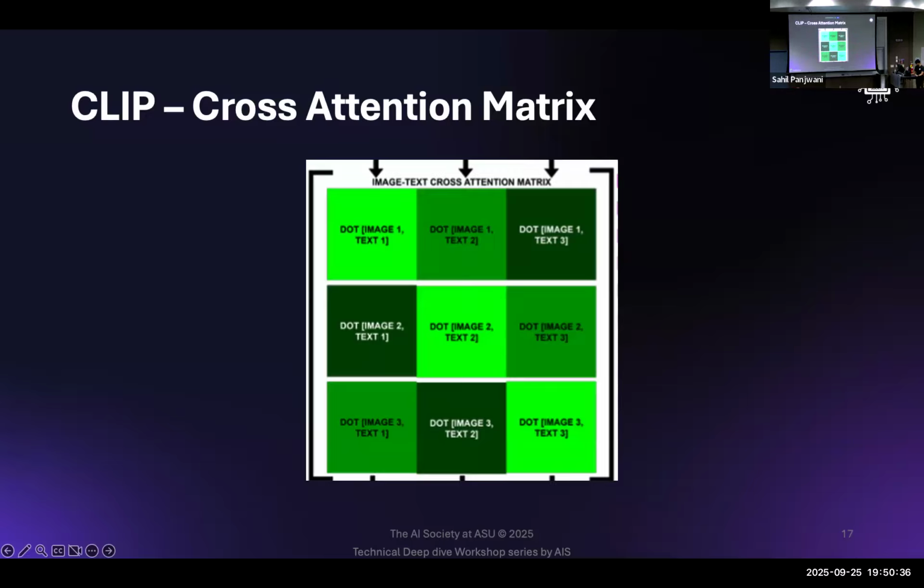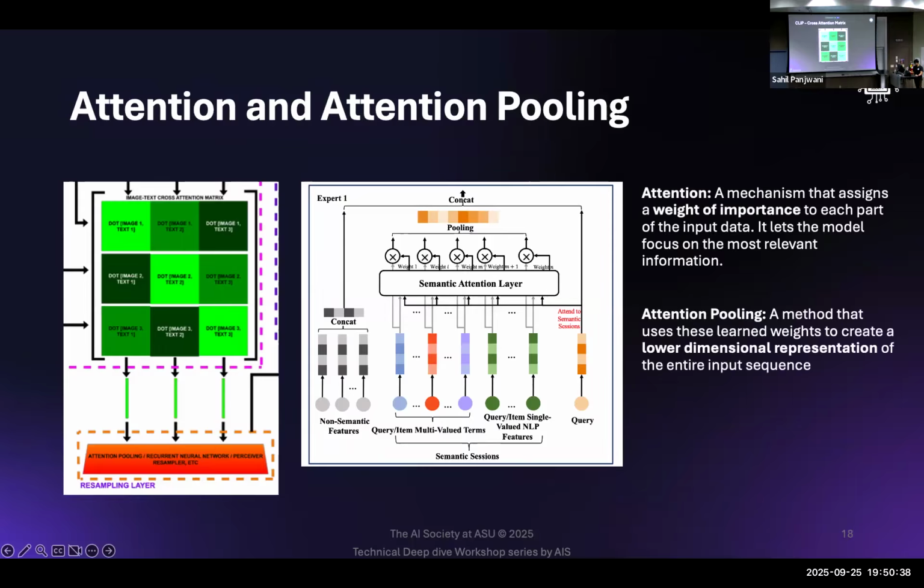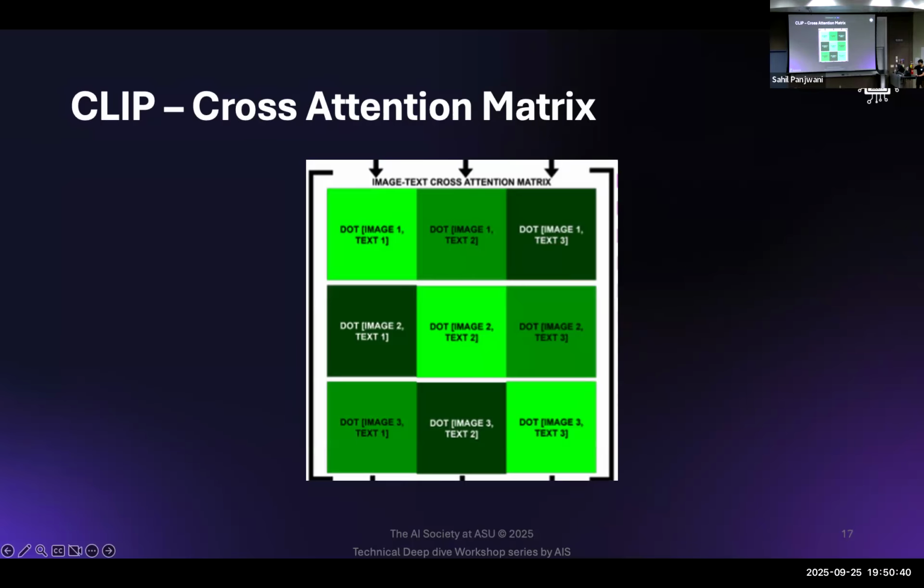And the key thing over here is that this is not done in isolation. So we have multiple batches together, and yet it's able to learn this kind of system where the same image with the same caption is close in that space.